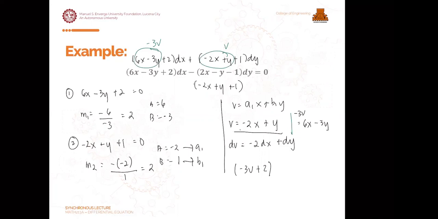Then dx natin is the same. Okay? dx plus, okay? So binago natin yung sign. Naging plus to. Then (v plus 1) times yung dy natin, magagaling dun sa equation na to. So dy natin will be dv plus 2 dx. Okay? So dv plus 2 dx. Okay? Equals 0.